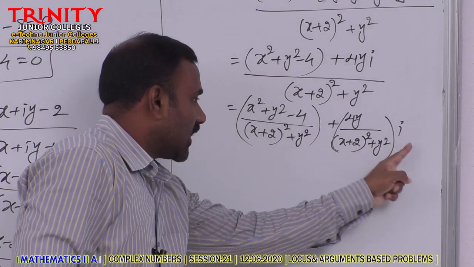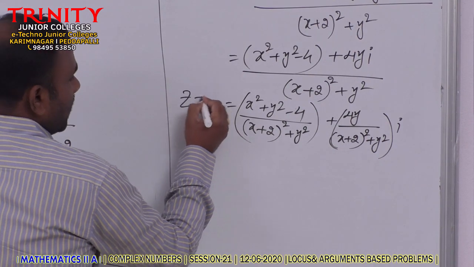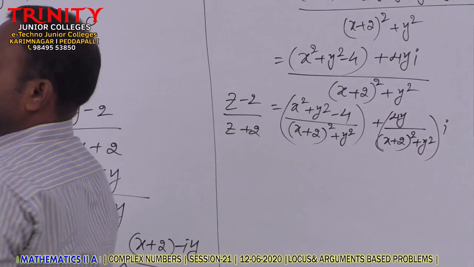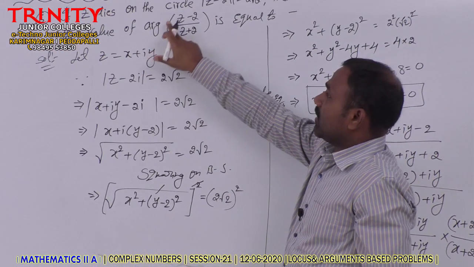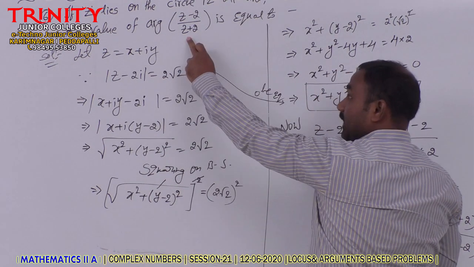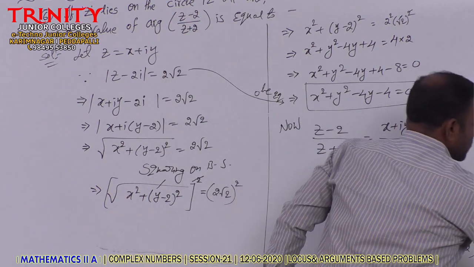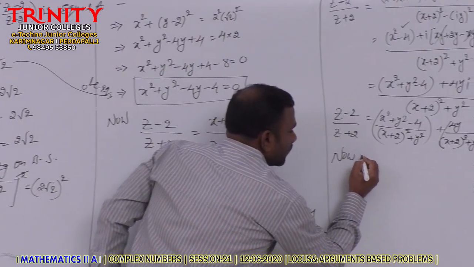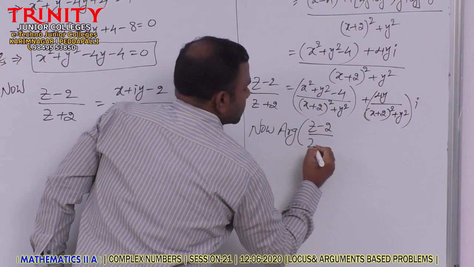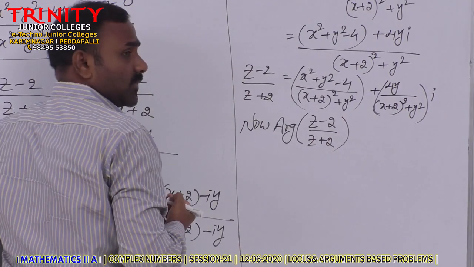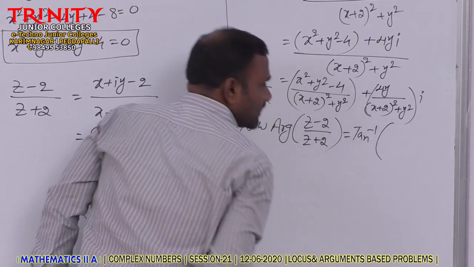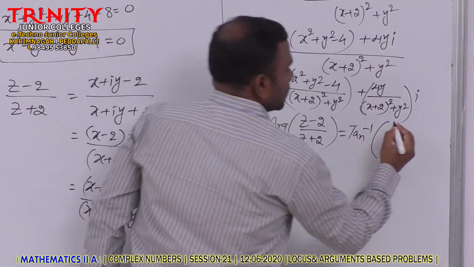This is a plus ib, the complex number (z minus 2) by (z plus 2). Now we have to calculate the argument of (z minus 2) by (z plus 2). What is the argument of a complex number? Tan inverse of imaginary part divided by real part.